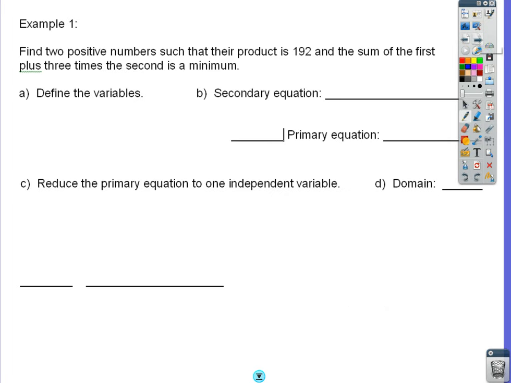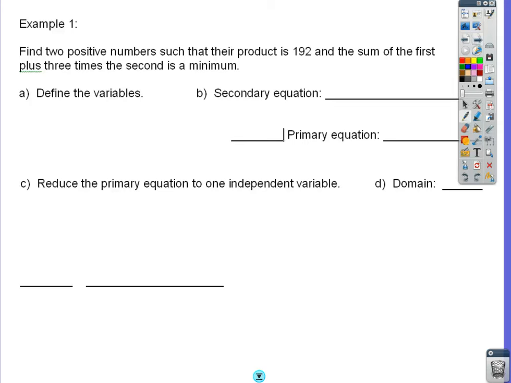So here's my first problem. I want you to find two positive numbers such that their product is 192 and the sum of the first plus 3 times the second is a minimum. For part A, they say to define your variables. A lot of these will have geometric figures and we'll draw one, but this one doesn't.